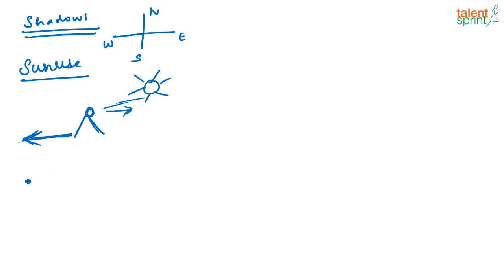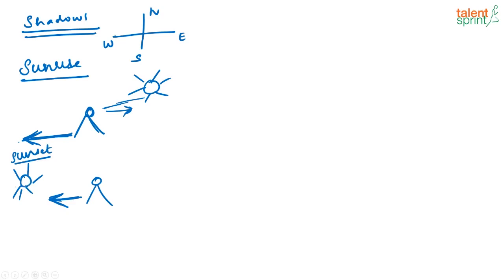Similarly, let us say it is sunset. What's happening? Sunset means the sun is going to be in the west direction, and there is a person who is facing the sun and standing, meaning he is facing towards west. When it is sunset, what will happen? The shadow will be towards the east.